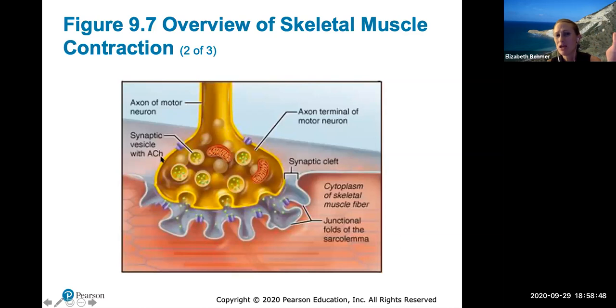And this is a look at the neuromuscular junction. Here's the axon of the motor neuron. The synaptic vesicles containing ACh, acetylcholine, are ready to be released into that synaptic cleft, the space between the two. Then you'll see these folds that have many acetylcholine receptors that will bind to acetylcholine. Once they bind to acetylcholine, that electrical impulse can be transmitted through the skeletal muscle fiber itself.